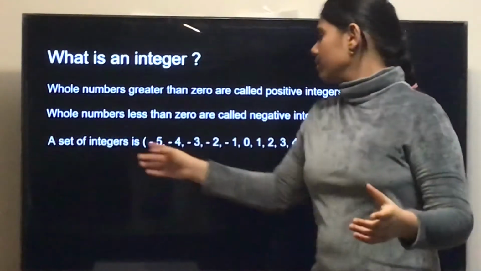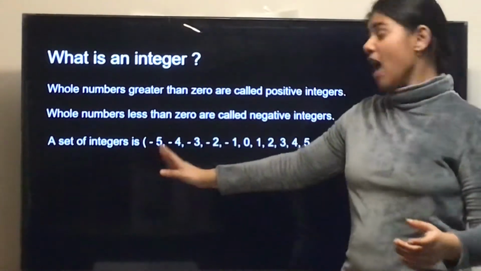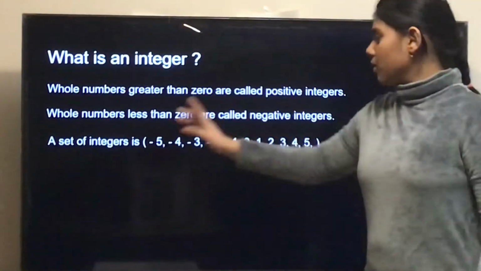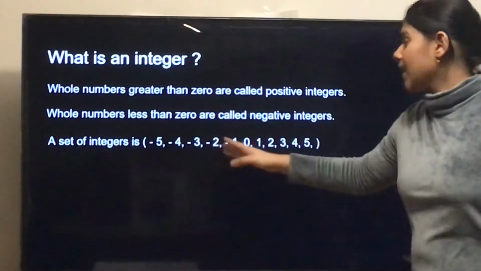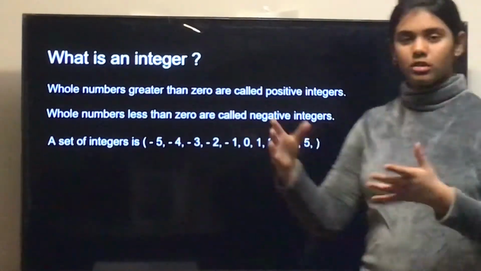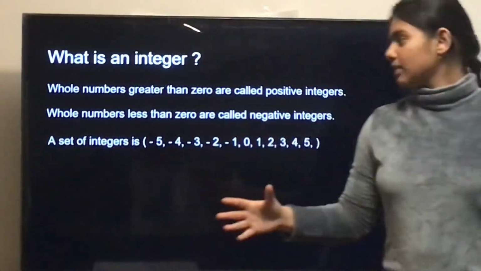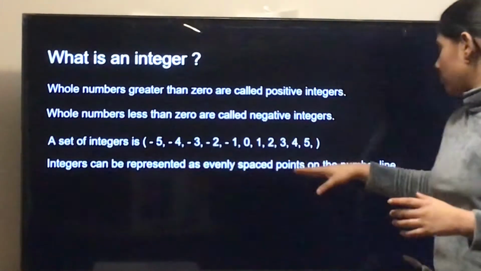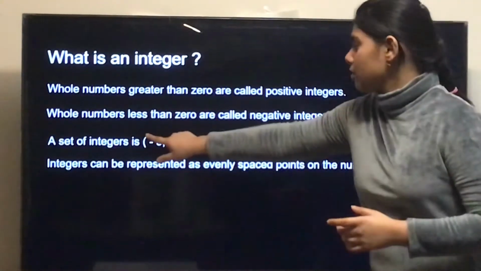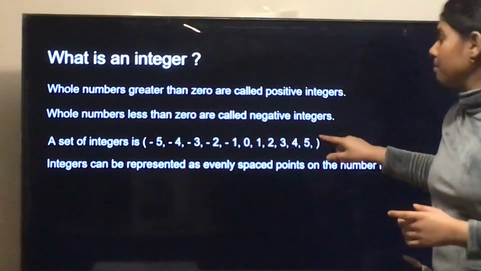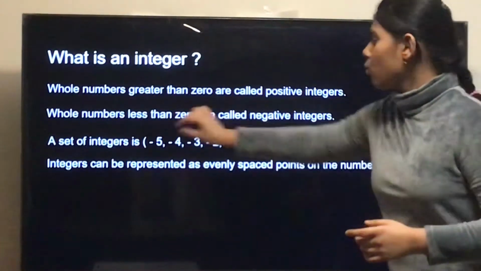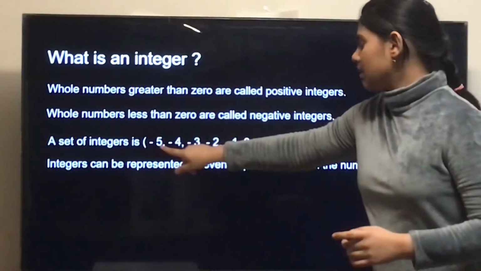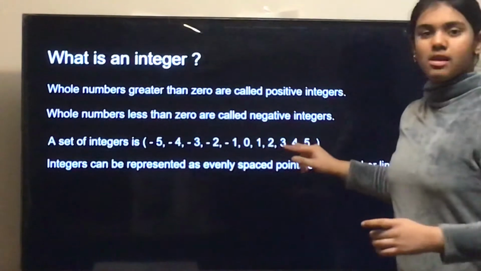For example, we have the start point negative 5 and the end point plus 5. So negative 5, negative 4, negative 3, negative 2, negative 1, 0, 1, 2, 3, 4, 5. That's one set of integers. Then integers can be represented as evenly spaced points on a number line. So just imagine a line up above here, and these will all be like 1 centimeter apart from each other, and those points will have these numbers below them because they're evenly spaced.